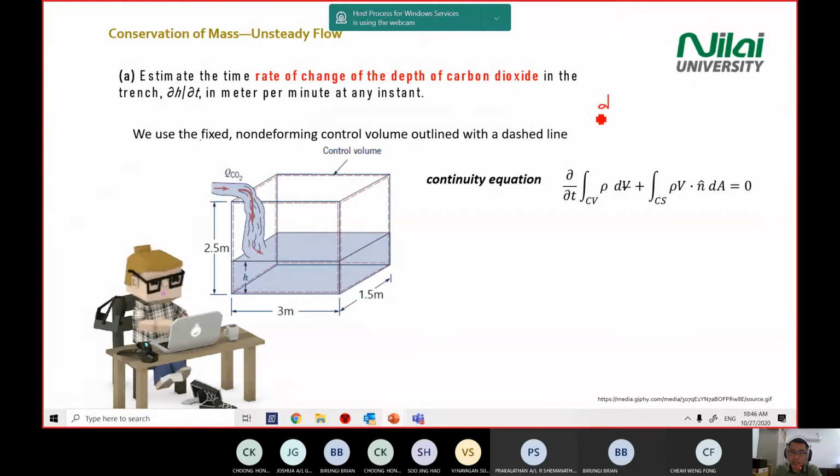Don't write d over dt of the integral over cv of rho dV. This one is wrong. If you write d over dt here, your continuity equation is wrong. It's del, not d. So be careful on the handwriting also. Just make a note: for the continuity equation, the first term is the partial differential, not the ordinary differential. Okay, take note of this one.